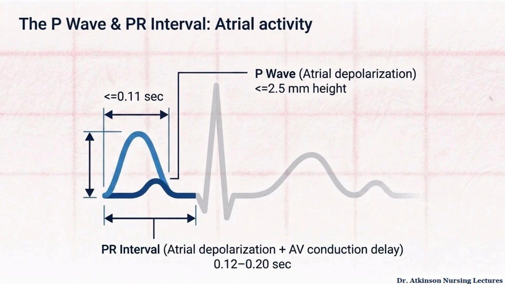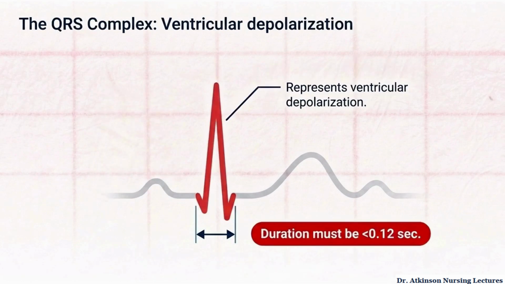The P wave represents atrial depolarization, under 0.11 seconds, no taller than 2.5 millimeters. The PR interval adds AV conduction delay, running 0.12 to 0.20 seconds total. The QRS complex represents your patient's ventricular depolarization, and normal duration stays under 0.12 seconds.